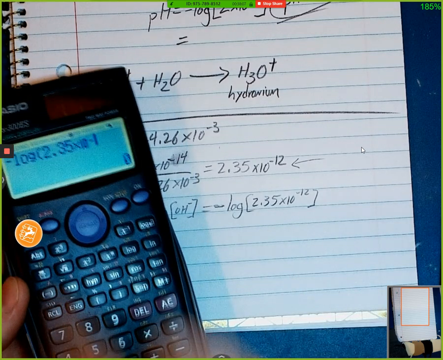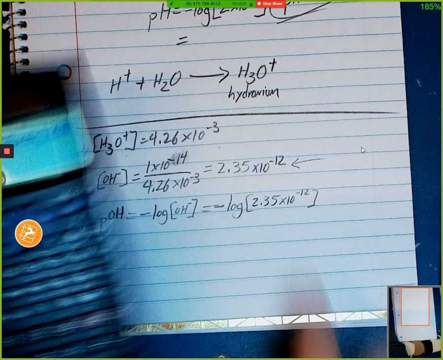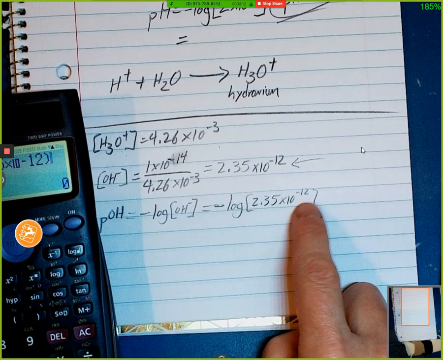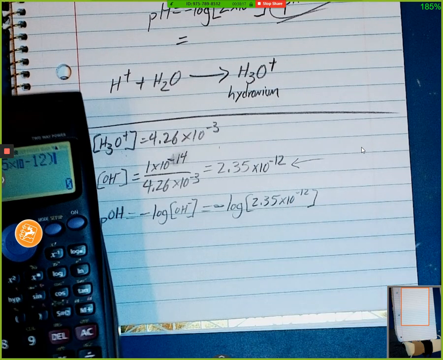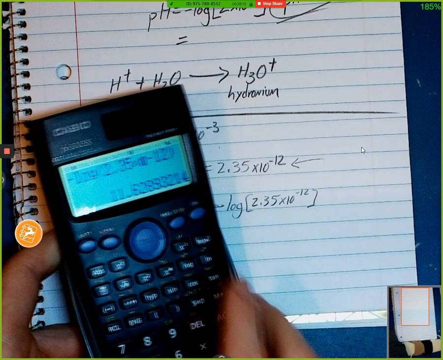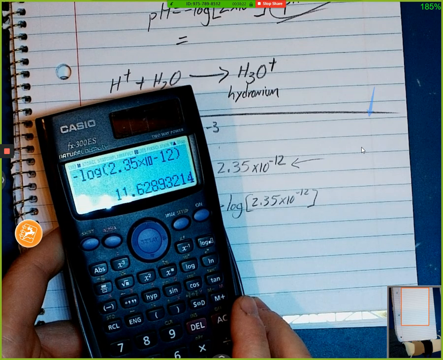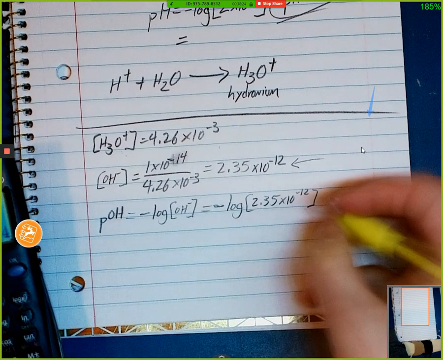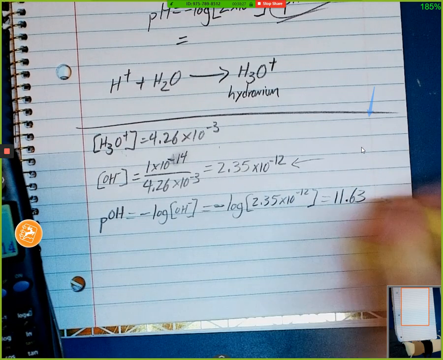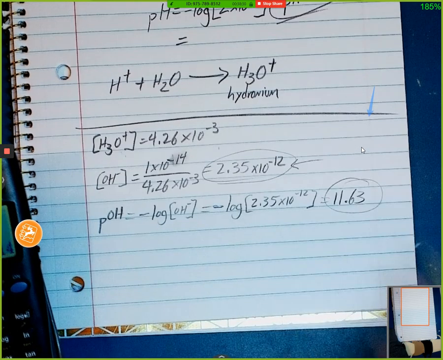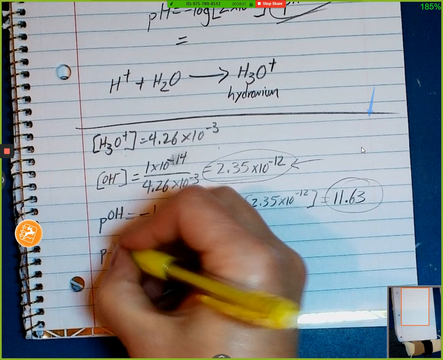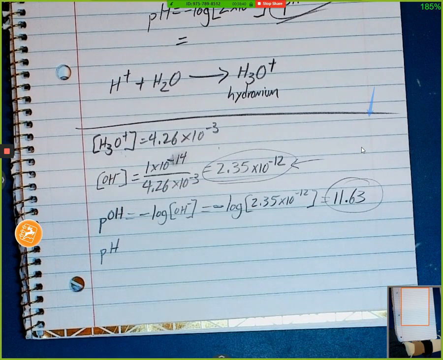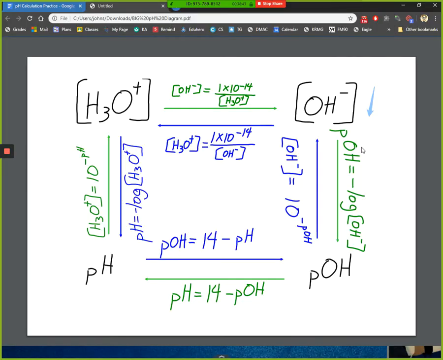Close my parentheses. Now I am guessing that it's going to be somewhere close to a 12 because the negative exponent is to the 12th power. And if you look here, it gives me an answer of 11.63. So our pOH equals 11.63. Now the only thing that we don't have yet is our pH. Going back to our square diagram, we can get there one of two ways.